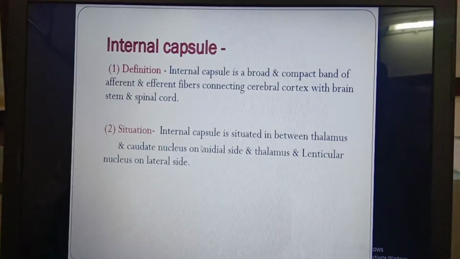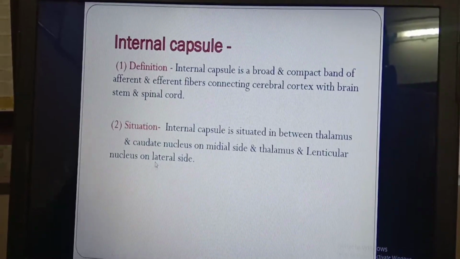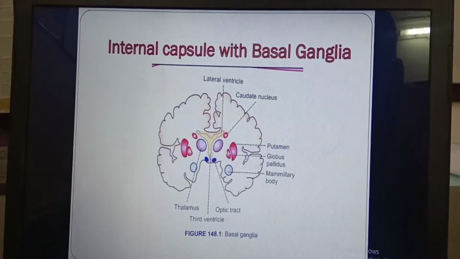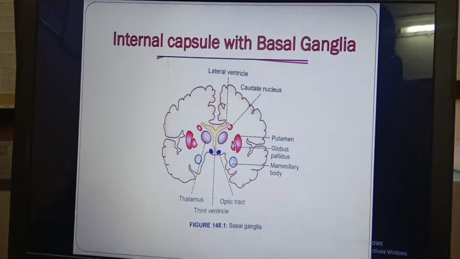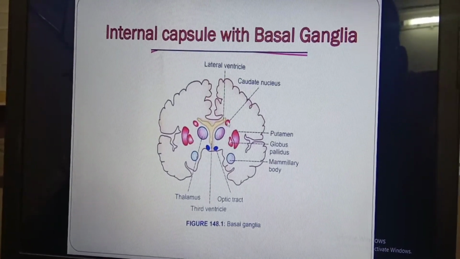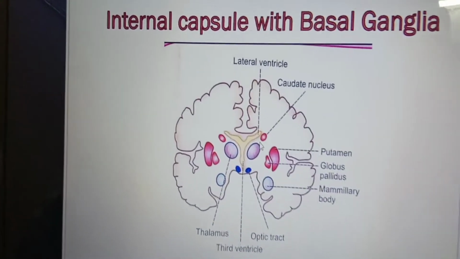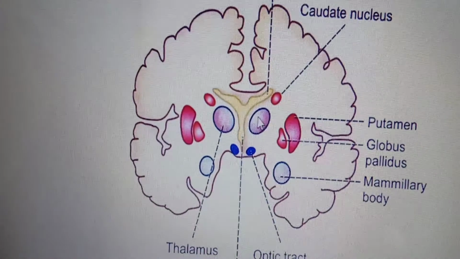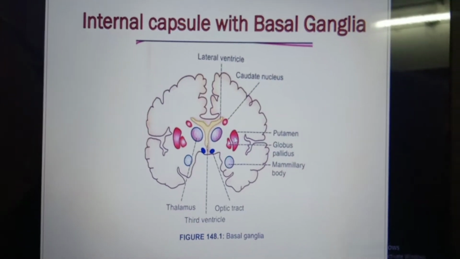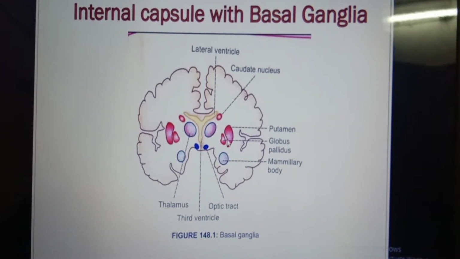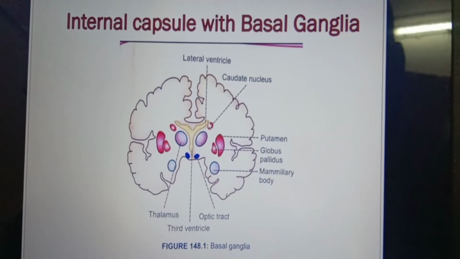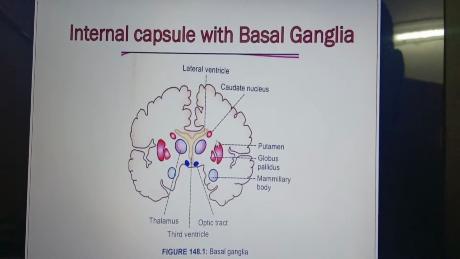Next, the situation. The internal capsule is situated in between the thalamus and caudate nucleus on the medial side, and the thalamus and lenticular nucleus on the lateral side. Again you can see this one. On the medial side, the internal capsule is present in between the thalamus and caudate nucleus somewhere here, and on the lateral side it is present in between the thalamus and lenticular nucleus. The lenticular nucleus consists of the putamen and globus pallidus. Together they form the lenticular nucleus, and along with the caudate nucleus these are part of the basal ganglia.